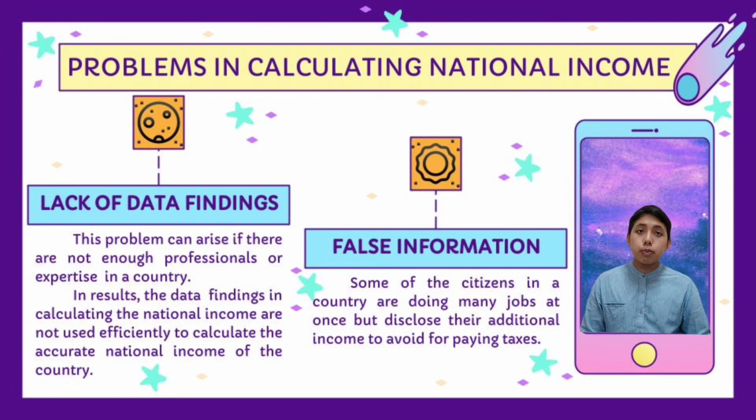The third problem in calculating national income is lack of data finding. One of the factors of this problem is lack of professionals in a country. For example, those who are experts in statistics and economics are vital in getting the data for the national income. If there is a lack of professionals in a country, the data findings in calculating the national income are not efficient. The fourth problem is false information. False information is a situation where citizens in a country who are doing more than one job do not disclose their additional income to avoid paying a higher tax.